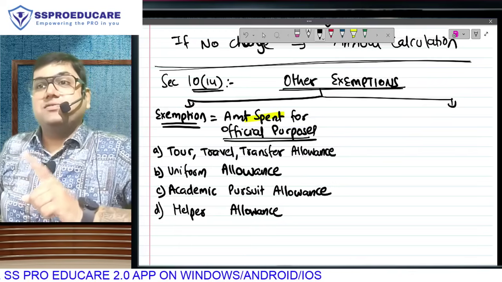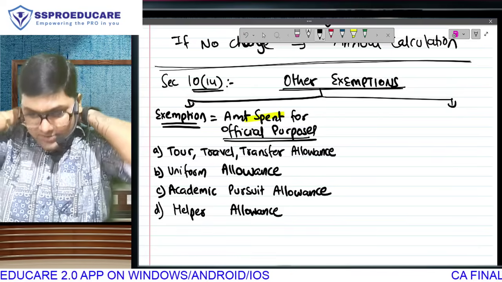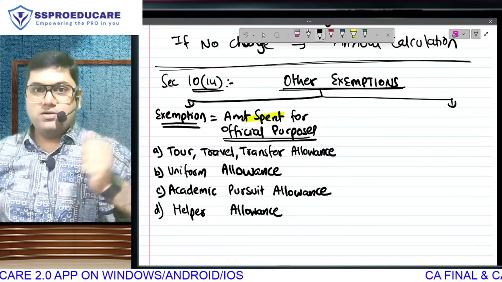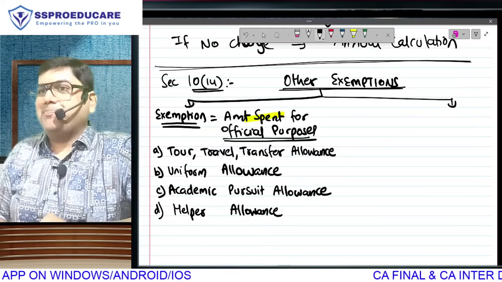So I will still discuss something about reimbursement when I start with perquisites very soon. Now only after 10-14 last year allowances. Okay, what is helper allowance?